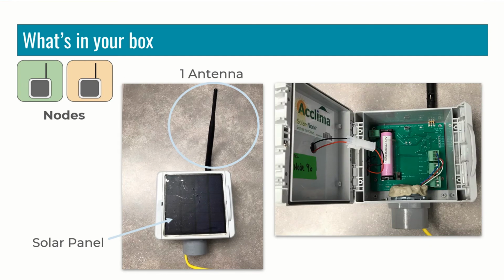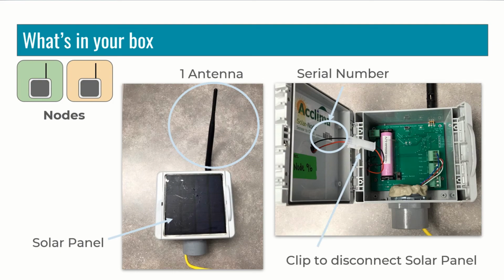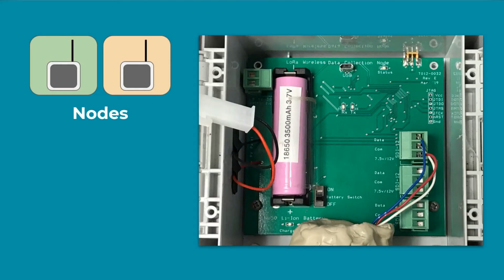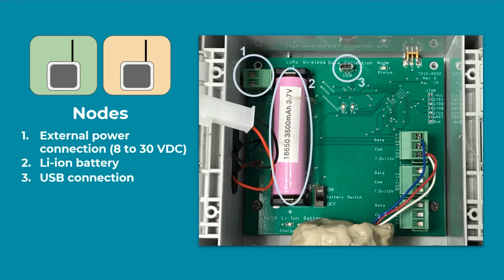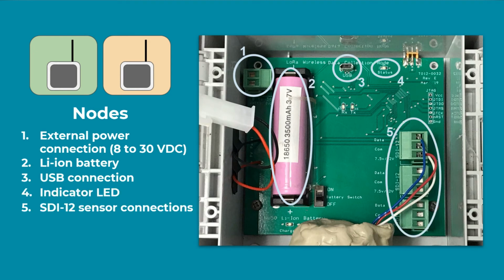The inside looks similar to the gateway with the serial number on the label and solar panel connector in the same place. The node has some of the same components as the gateway: an external power connection, lithium battery, micro USB connection, and status LED. The node has connectors for the sensors that are not on the gateway because of the communication protocol the sensors use, as we'll describe later.